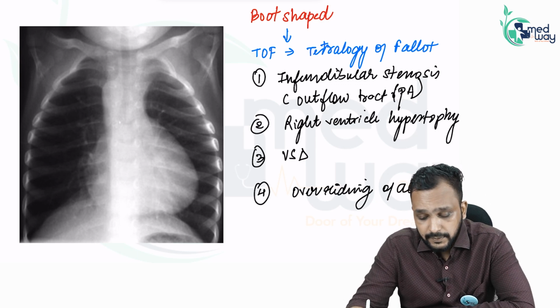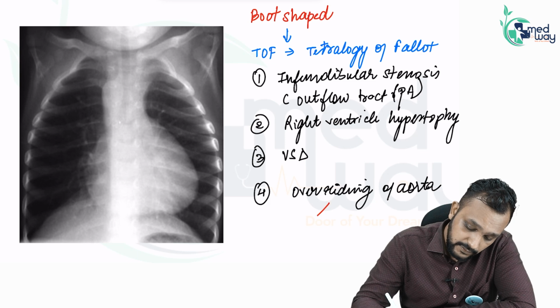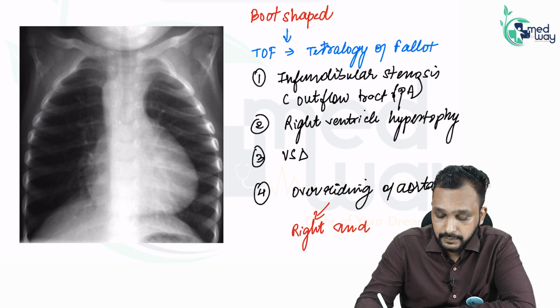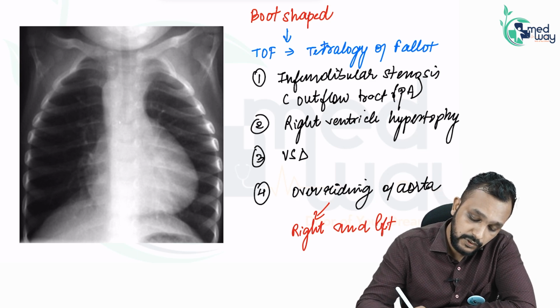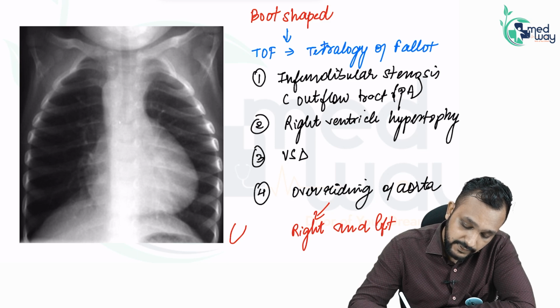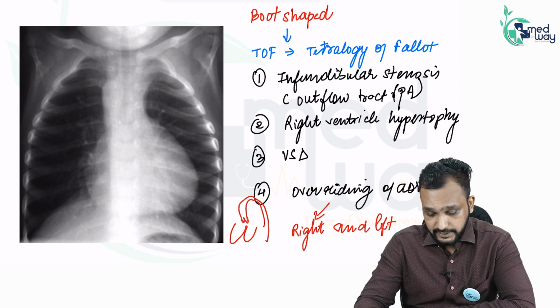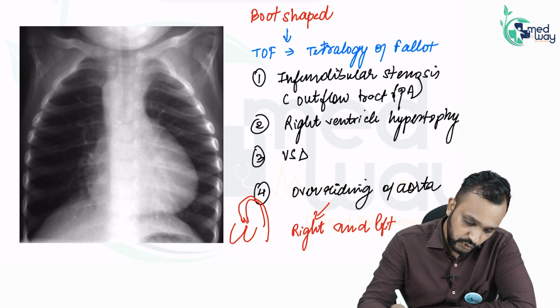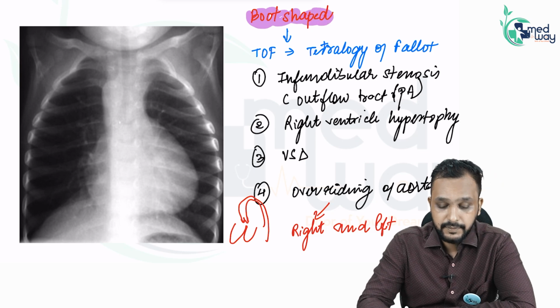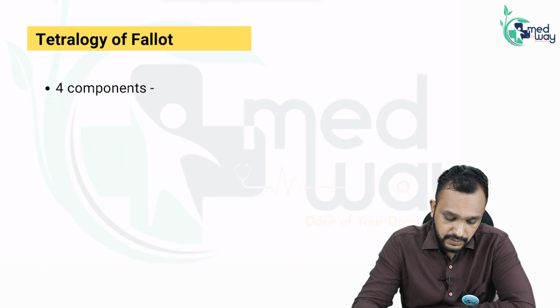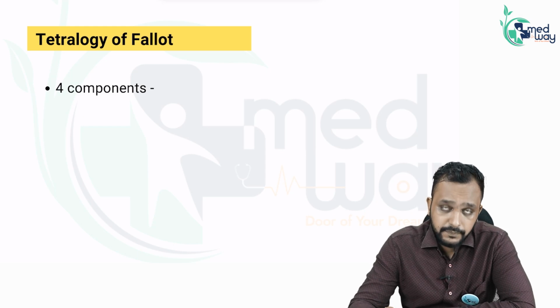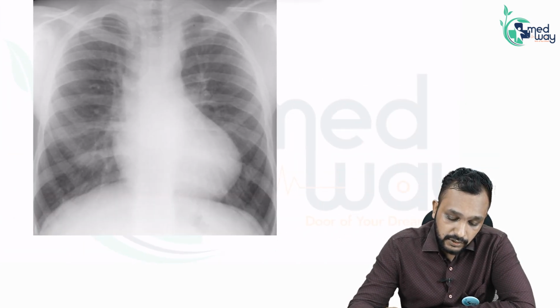It means that aorta is arising from both the right and left ventricle. So if this is the right ventricle, this is the left ventricle, you will see aorta will be arising from both the right and left ventricle, right? So this is your boot shaped heart seen in patients with tetralogy of Fallot, right? So we have discussed all the four components of the tetralogy of Fallot.